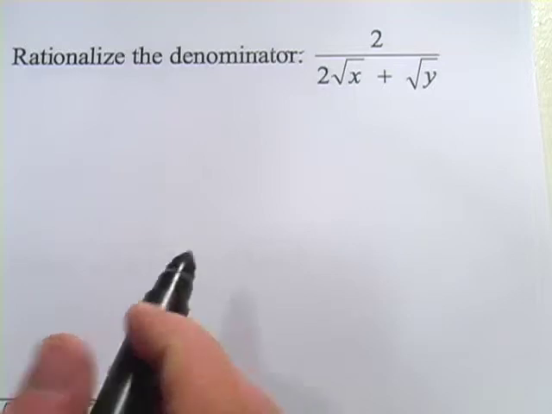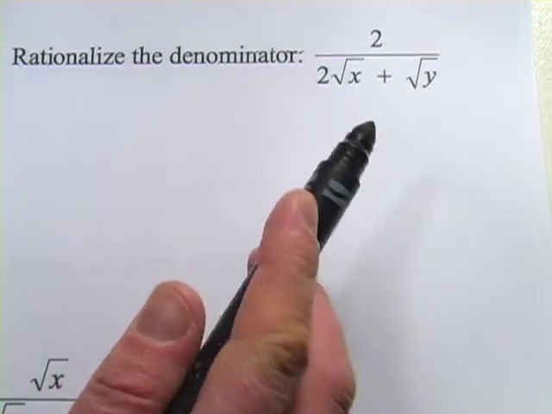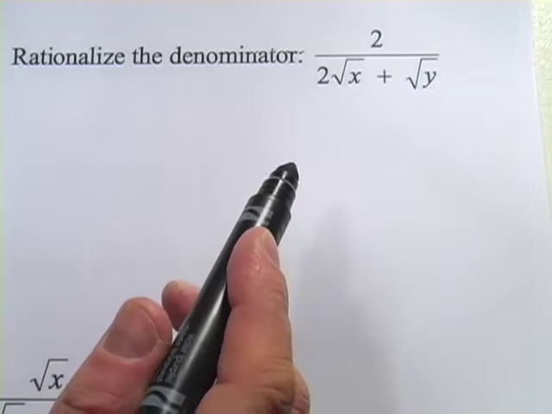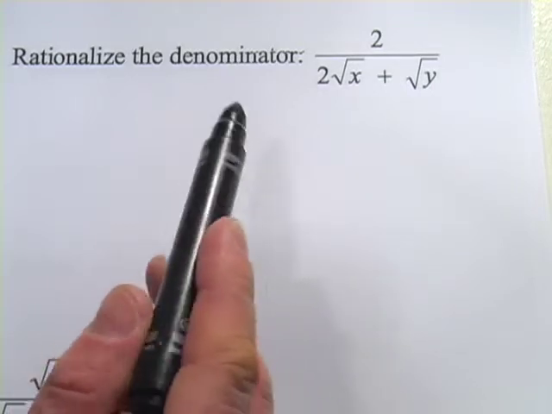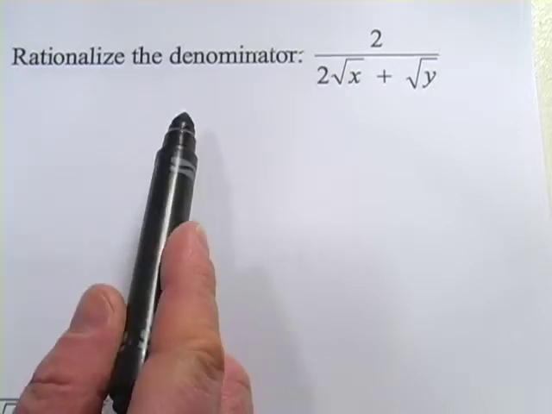In these problems, we have fractions with radicals in the denominator. And we don't like that. We always try to get radical signs out of the denominator. And we're going to do that in this process called rationalizing the denominator.